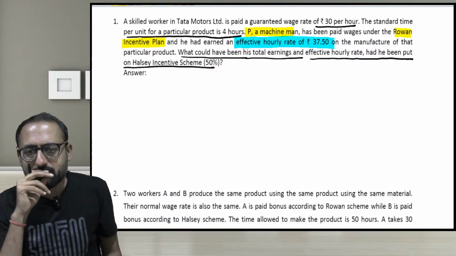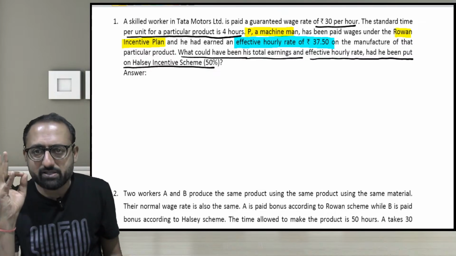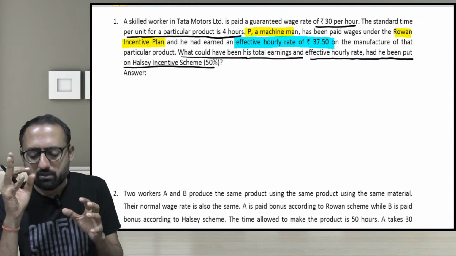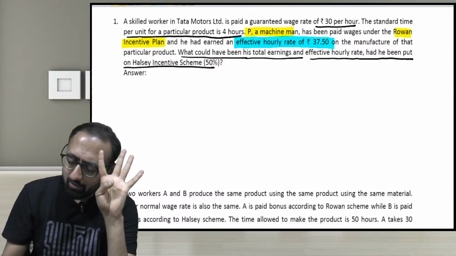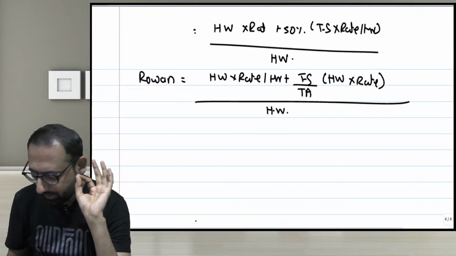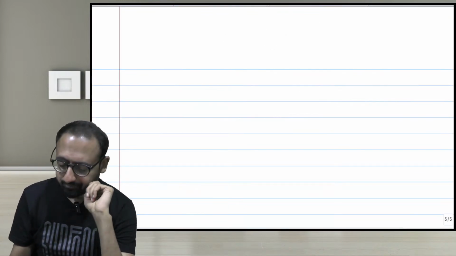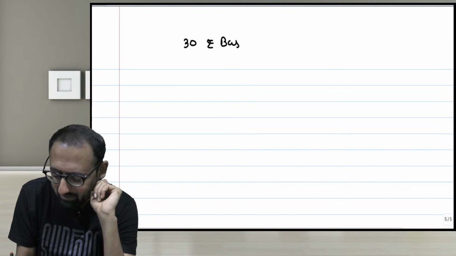Now guys, boys and girls, let's read the question again. Basic wage rate is 30, but time allowed is 4 hours and effective earning under Rowan is 37.5. Now guys, boys and girls, 30 rupees is your basic wages.